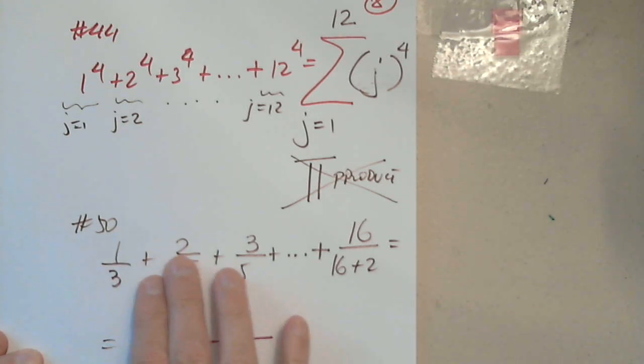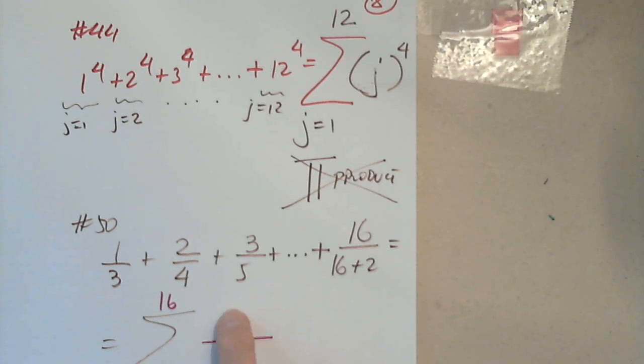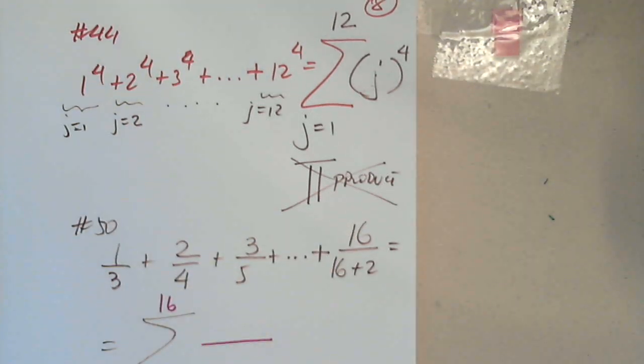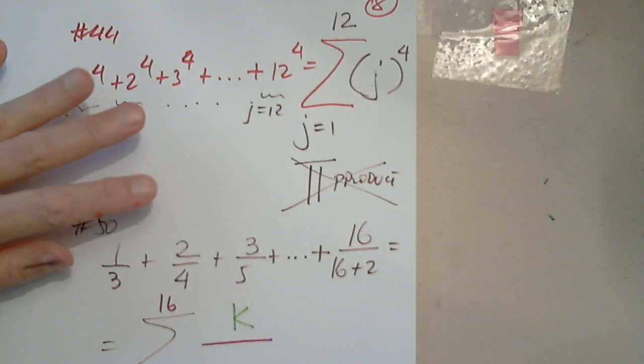Again, let's finish up with the numerator. What should I have here so that when K is 1, I get 1. When K is 2, I get 2. When K is 3, I get 3. When K is 16, I get 16. Okay. Good. And now let's look at the denominator.